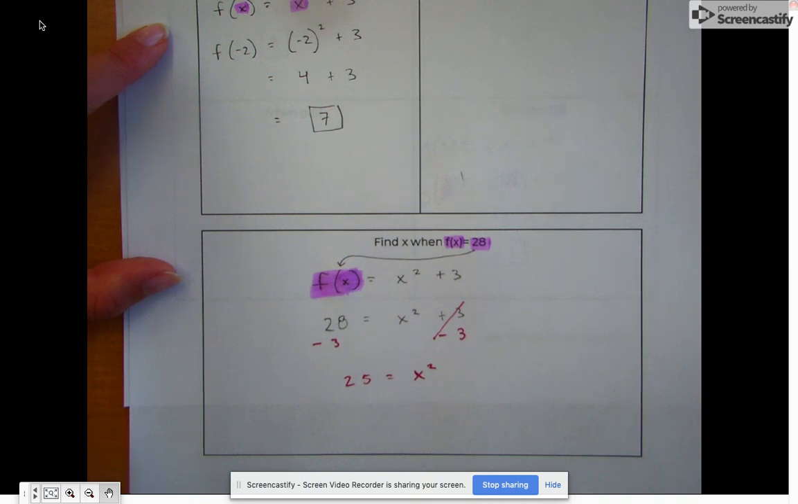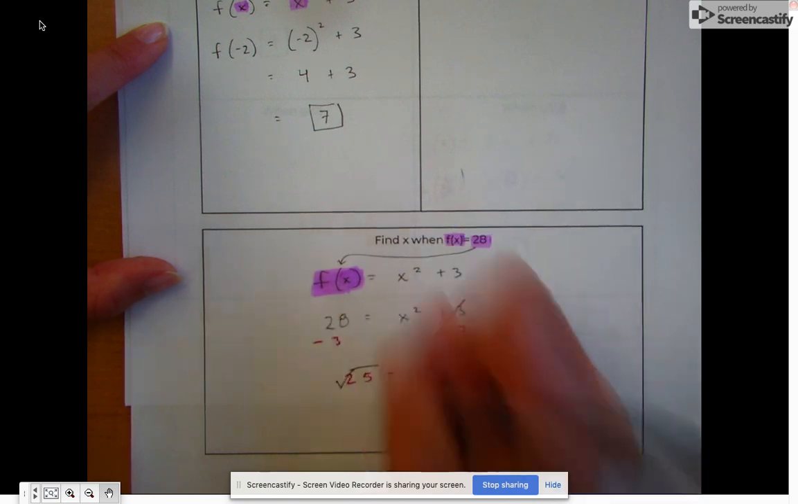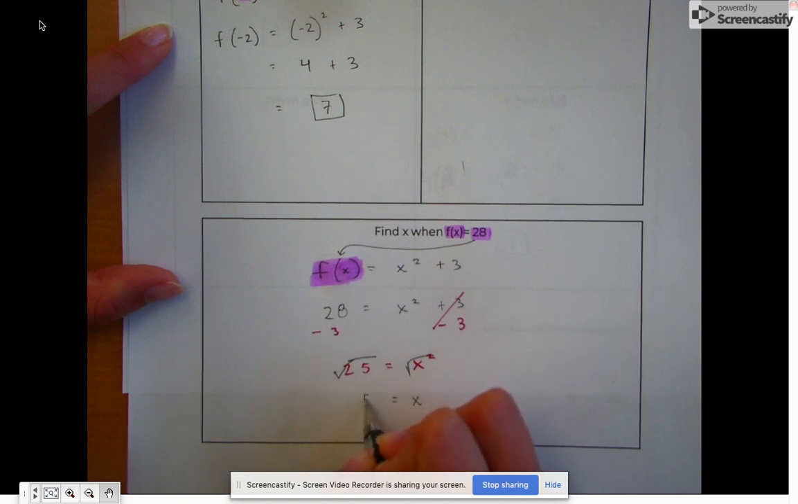To do that algebraically, I'd say, okay, if I take the square root of x, then I also have to square root the other side. And I end up with x equal to 5 as my positive answer.